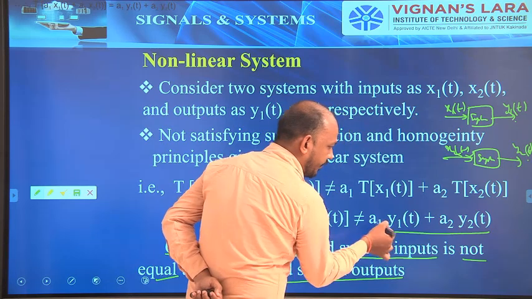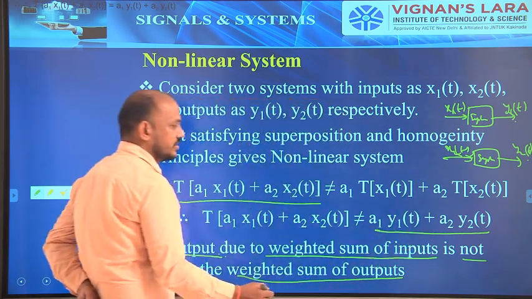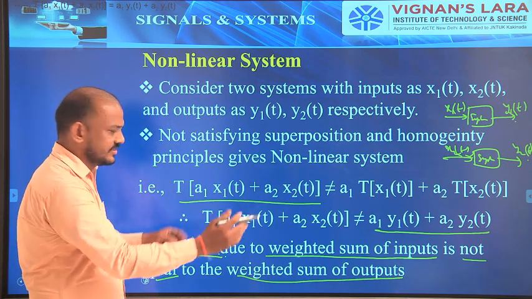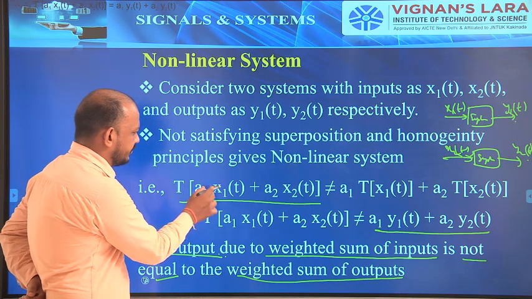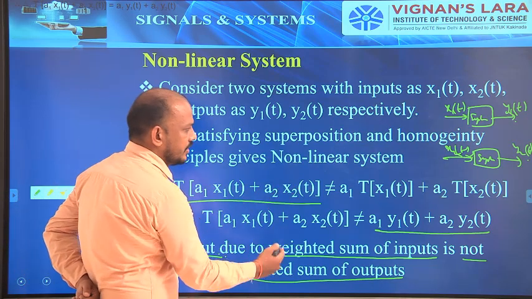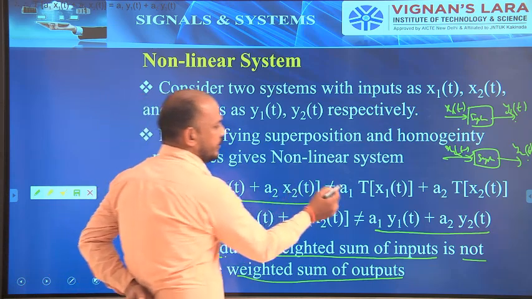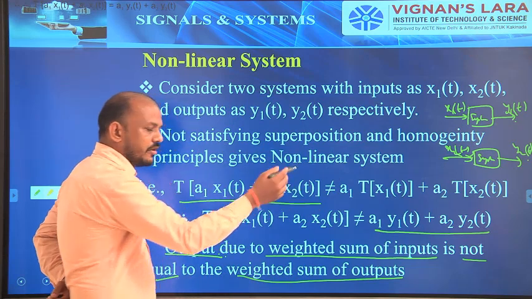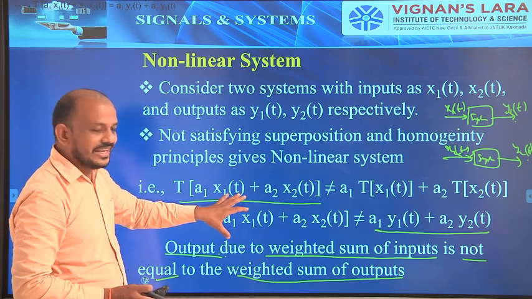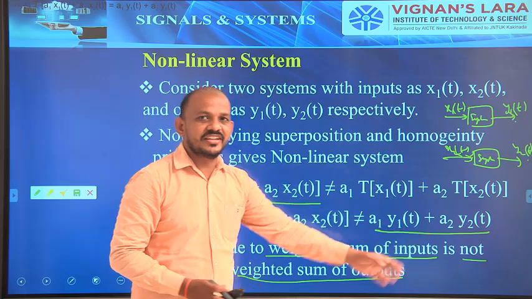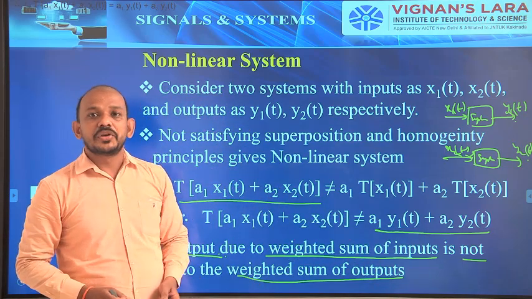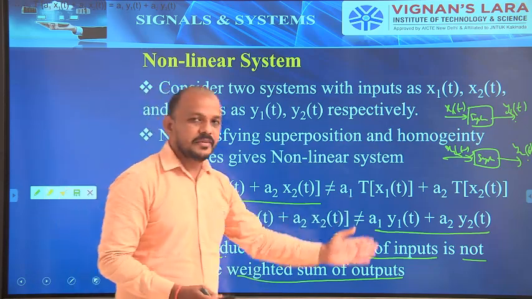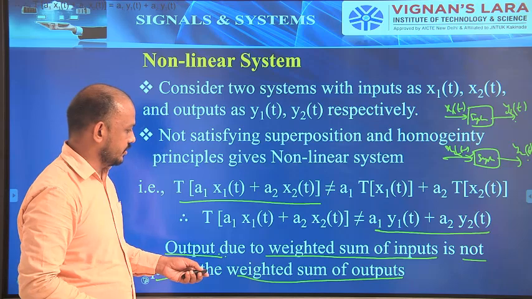So these are the outputs, these are the weights, and this is the weighted sum of outputs. How will you get it? Write the transformed version of a1 x1 of t plus the transformed version of a2 x2 of t. Taking a1 and a2 outside: a1 times the transformed version of x1 of t plus a2 times the transformed version of x2 of t. If the LHS is not equal to the RHS, then we can say this system is non-linear. For linear, these two will be equal. For non-linear, these two will not be equal. Simple logic.